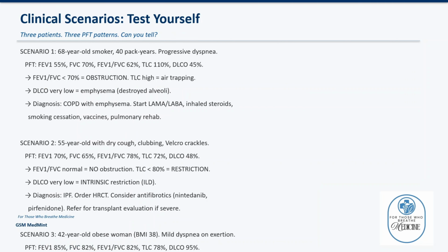So here are three quick scenarios to test yourself. Number one: we see a 68-year-old smoker, 40 pack-years, with progressive dyspnea. The PFT shows that the FEV1 is 55%, the FVC is 70%, FEV1 over FVC is 62%, TLC is 110%, and DLCO is 45%. The FEV1 over FVC is low, so that indicates obstruction. The TLC is high, so air trapping.